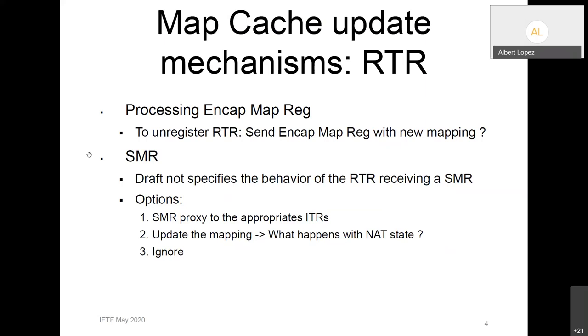Another mechanism specified by LISP to update a mapping is the SMR procedure, but the draft doesn't specify what should be the behavior of an RTR receiving it. Some options would be to send a message to the appropriate ETRs, which implies that the RTR should maintain the status of the remote ETRs for each EID, which I believe is not feasible. Another option would be to update the mapping with the usual procedure, but what happens with the status learned by the RTR? Finally, it can ignore it, and the mapping can just be updated with the procedure of encapsulated map register.